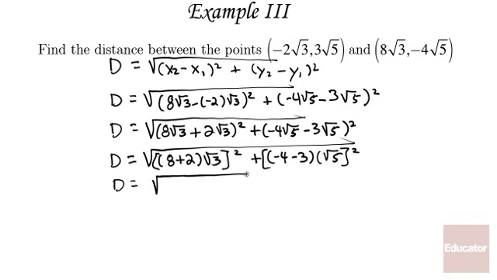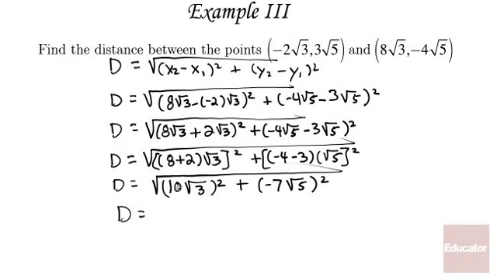Simplify this. 8 plus 2 is 10, so 10 radical 3 squared plus negative 4 minus 7, that gives me a negative 7 radical 5 squared. Now all I have to do is simplify this, take the square root, and then I'm going to have my answer. So 10 squared is 100.